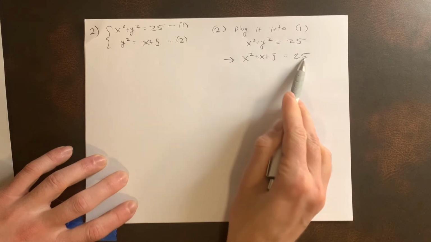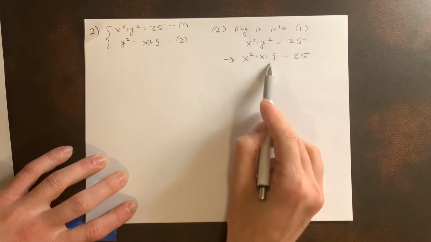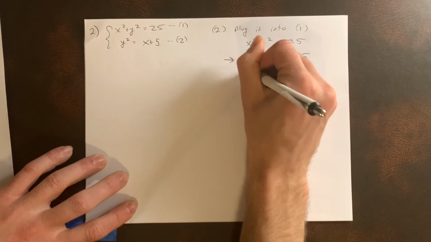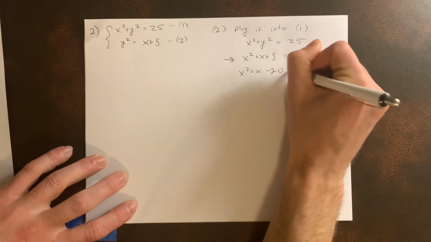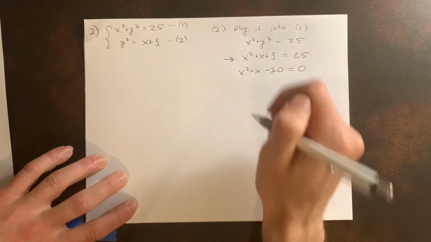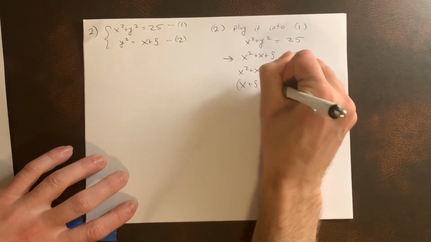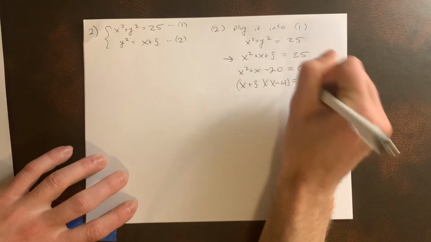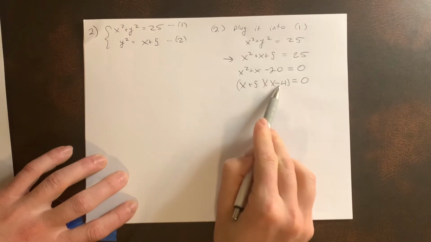So we need to get a 0 on one side and everything on the other side. We're going to subtract this 25 to the left, and we'll have x squared plus x minus 20 is equal to 0. Now we can factor this left-hand side. It's going to be x plus 5 times x minus 4, because 5 times minus 4 is minus 20, and 5 plus minus 4 is positive 1.